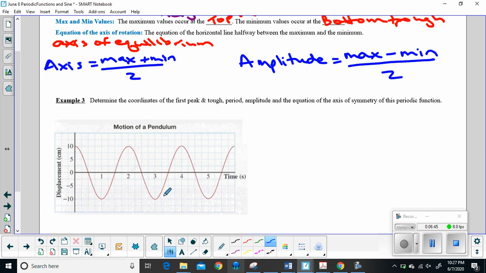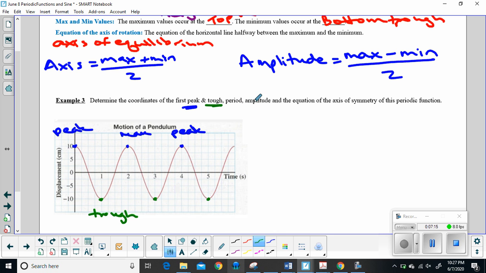So here I have a sinusoidal wave. See how it has a nice little curvy wave? Determine the coordinates of the first peak. So there's a peak here. Here's another peak. Here's another peak. And trough. So the trough is what we call this bottom piece. So there's a trough. There's a trough. There's a trough.